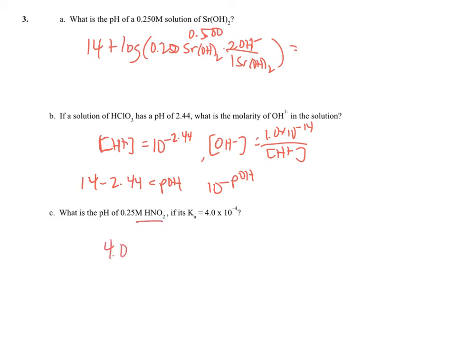So just 4 times 10 to the negative 4th equals x squared over 0.25 minus x. Solve for x. X represents H plus, and then do the negative log of x.